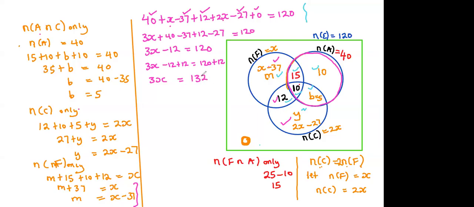132. Now the next step is for you to be able to divide. So we shall come here and divide by 3, divide by 3. So our x will equal 132 divided by 3, which will give us our 44.